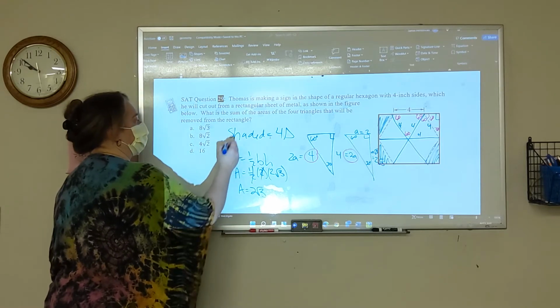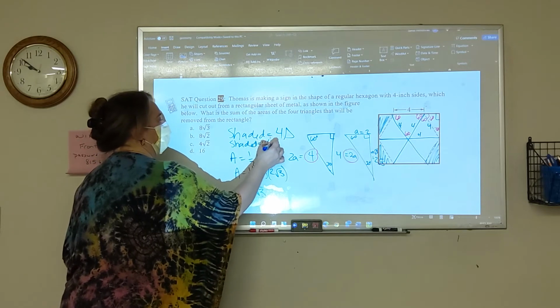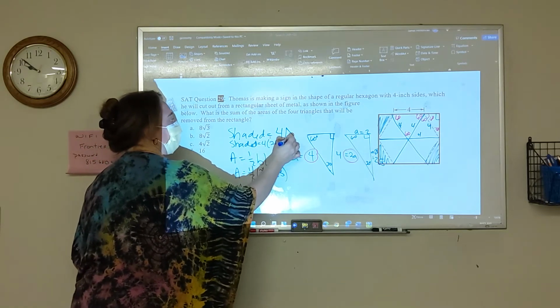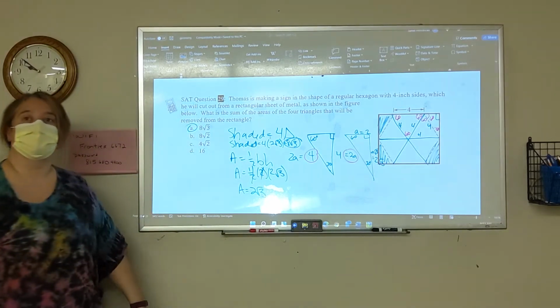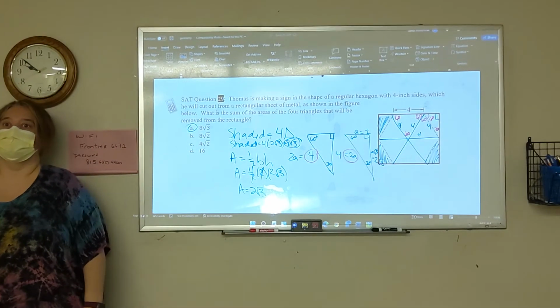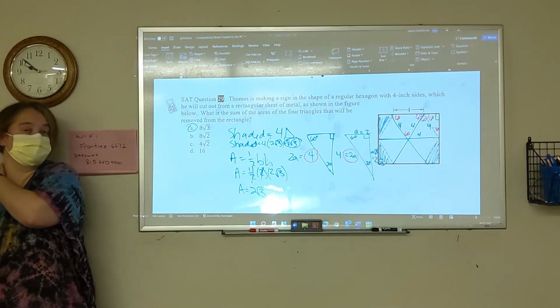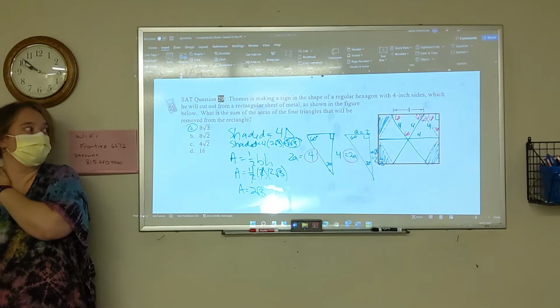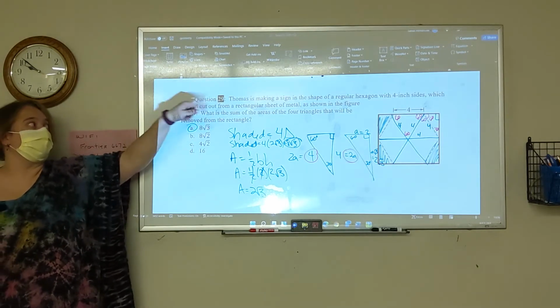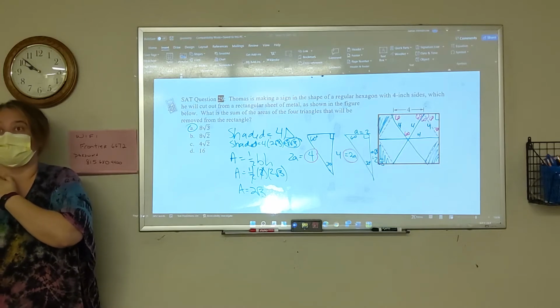Now put that back in your plan. Your shaded is going to be 4 times 2 root 3. And that's 8 root 3. Which is A. Notice that this is a number 29 on a multiple choice. That means it's pretty far along in the test, so it should be a pretty hard problem.